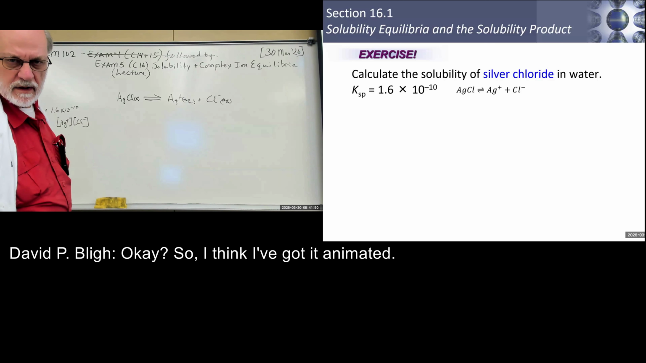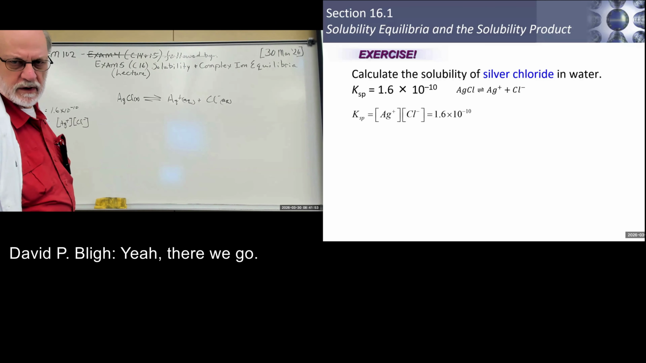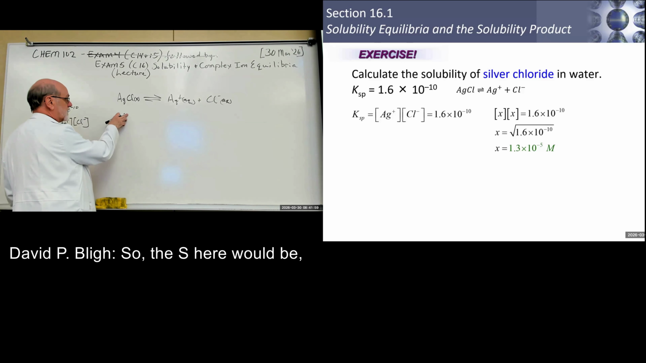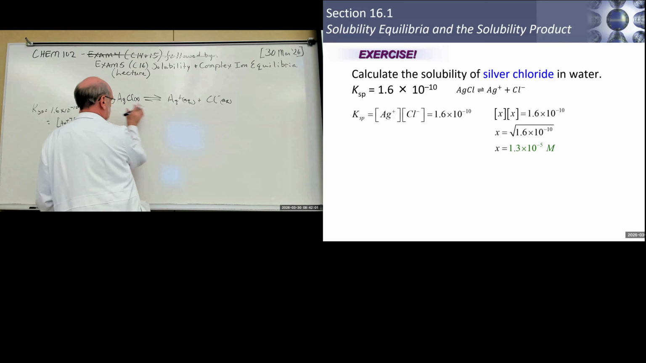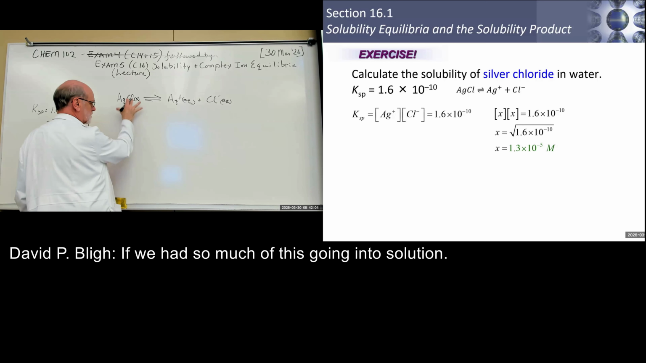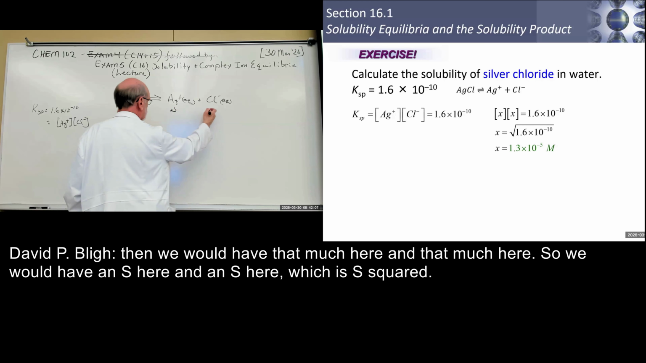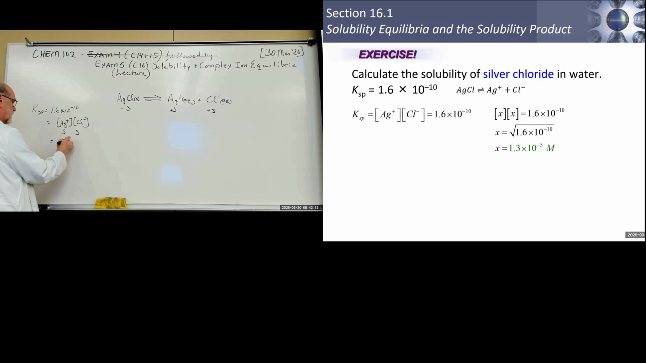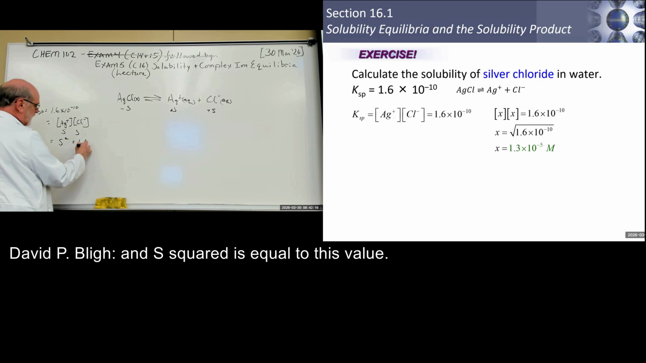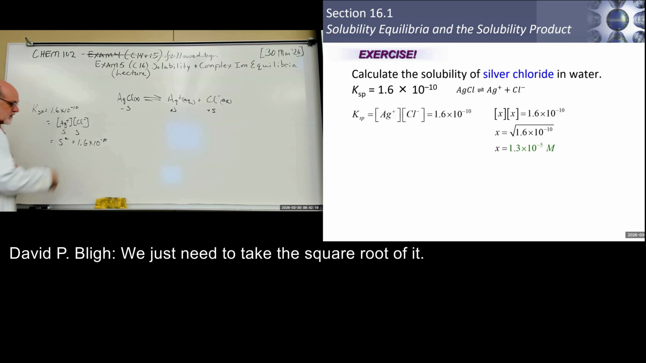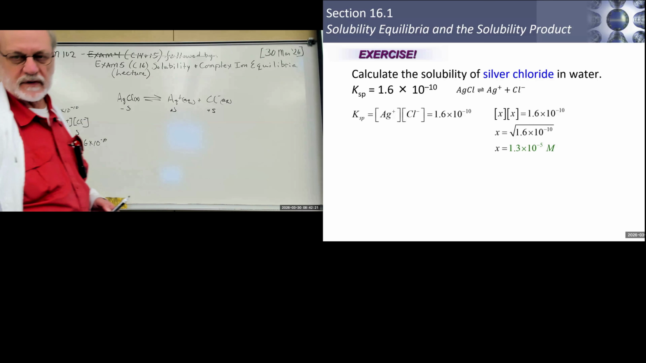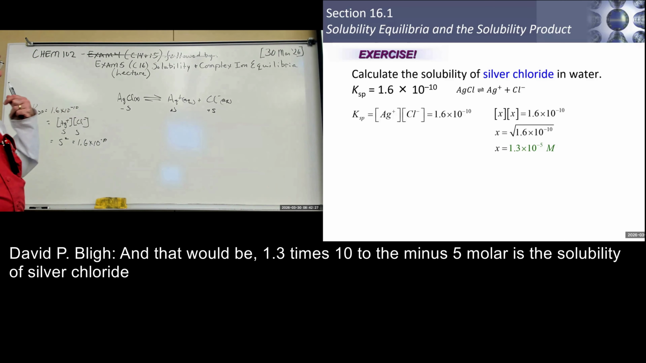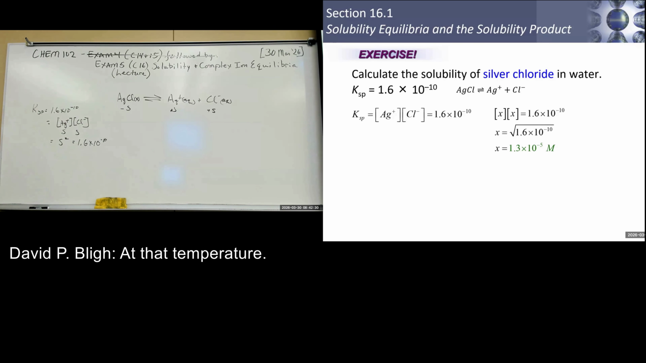Okay, so I think I've got it animated. Yeah, there we go. So the S here would be, if we had so much of this going into solution, then we would have that much here and that much here. So we would have an S here and an S here, which is S squared. And S squared is equal to this value. We just need to take the square root of it. And that would be 1.3 times 10 to the minus 5 molar is the solubility of silver chloride at that temperature.